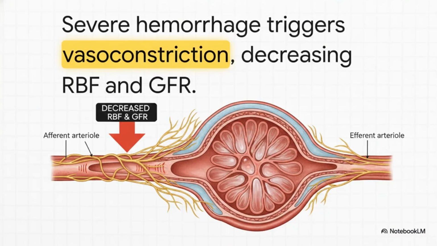Let's start with the emergency overrides. These are the neural and hormonal factors that kick in during acute, life-threatening crises. These aren't your day-to-day managers. These are the absolute alarm bells. First up is the neural factor.